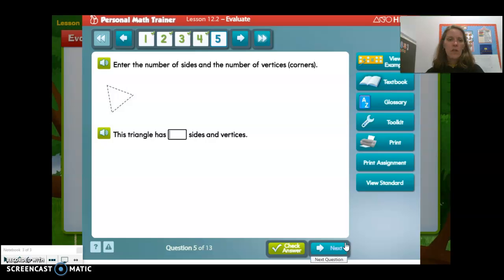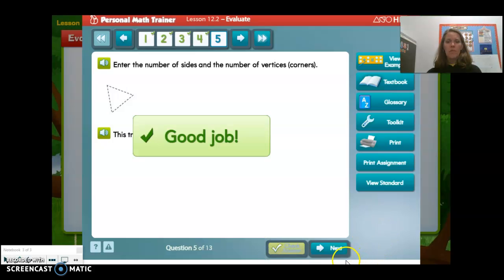Now, it says, enter the number of sides and the number of vertices. So this triangle has blank sides and vertices. I think you all know this one. I'll give you a second to think. And hopefully you said 3. Good job!